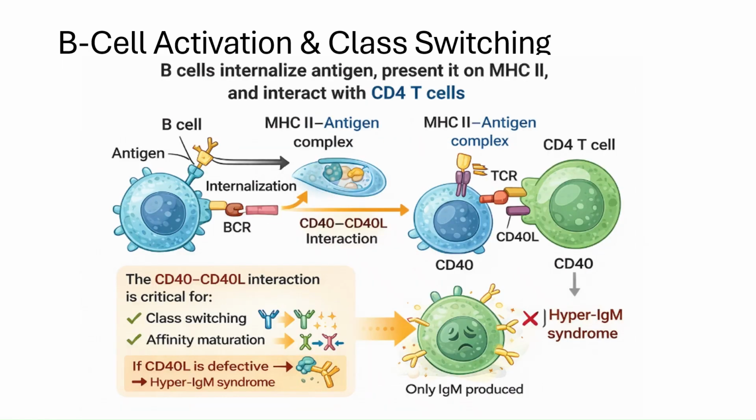Now we move into humoral immunity. This is specifically called T cell dependent B cell activation. In your first step, you have antigen binding and internalization by the B cell, right? So start with the B cell and antigen. The antigen binds to the B cell receptor, the BCR. The B cell internalizes the antigen.